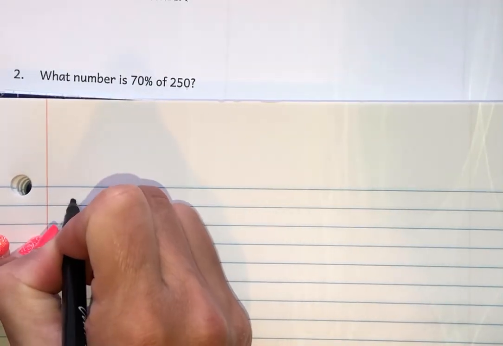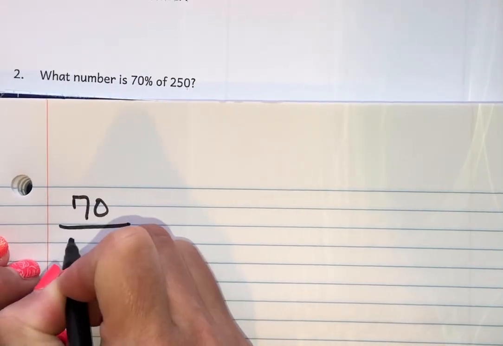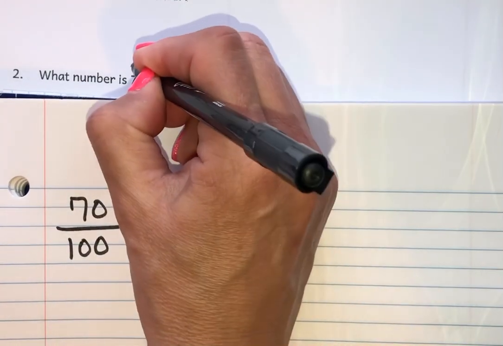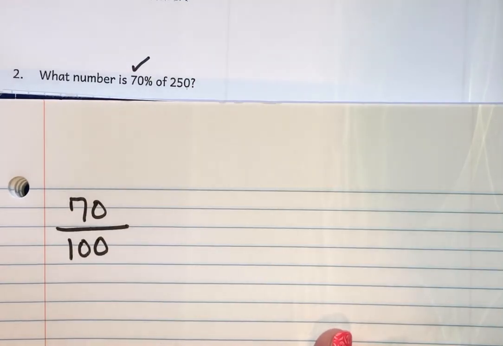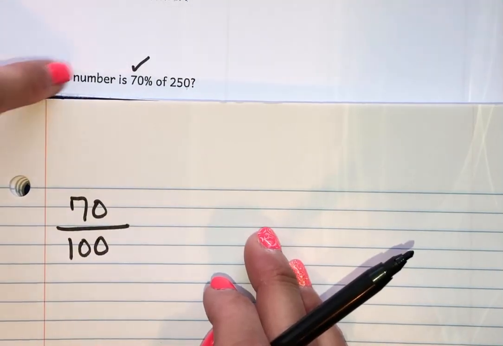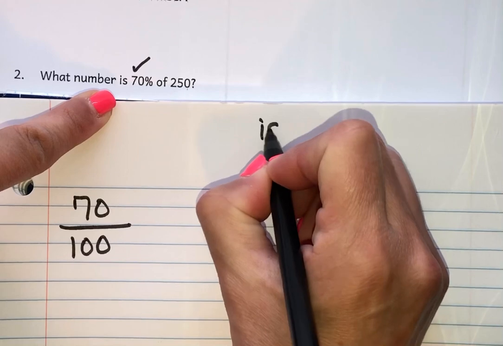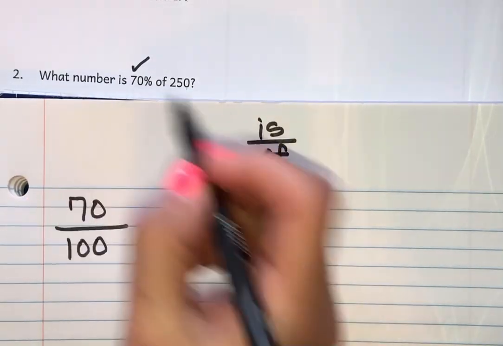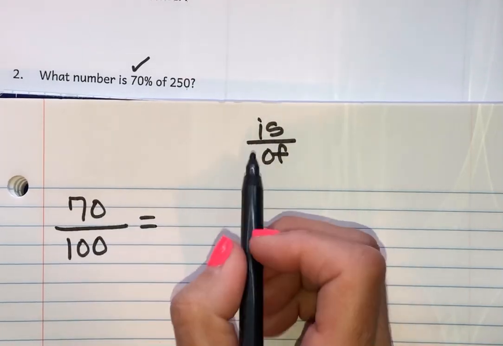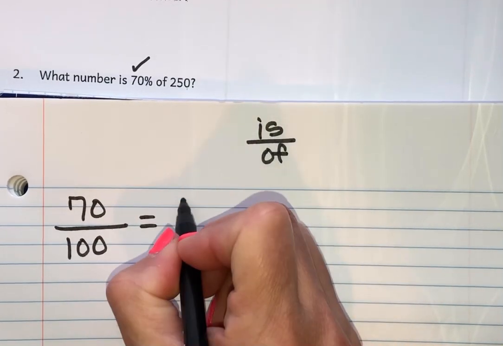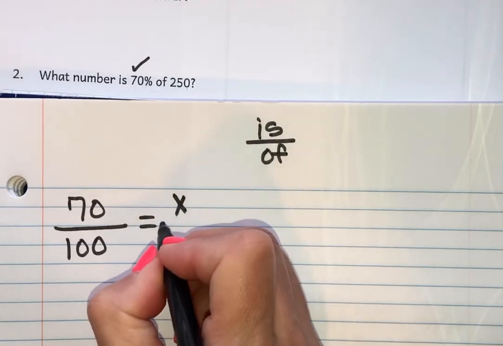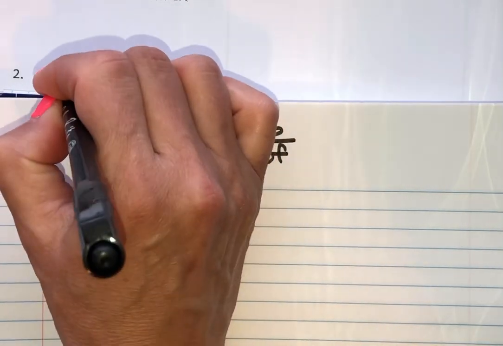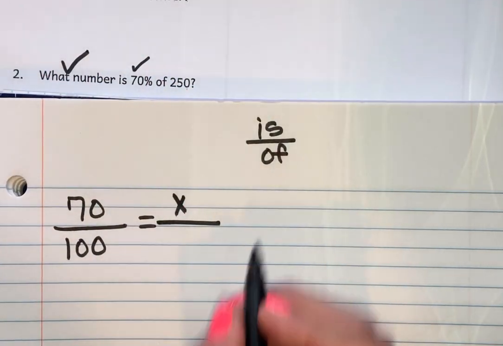Okay, so again, I'm going to start with the 70%. That's always an easy proportion to start with, because we know that's just going to be 70 over 100. That's your 70%, so we wrote that one. So we have what number is, remember, we write is over of. Well, I don't know what the number is, so I'm going to use my variable.